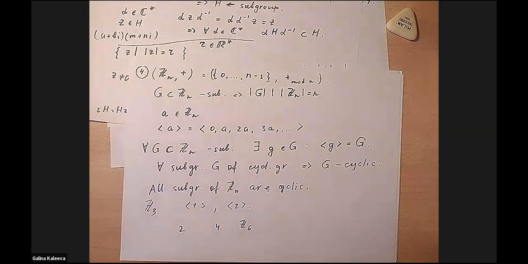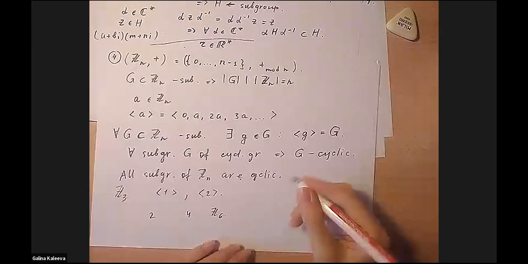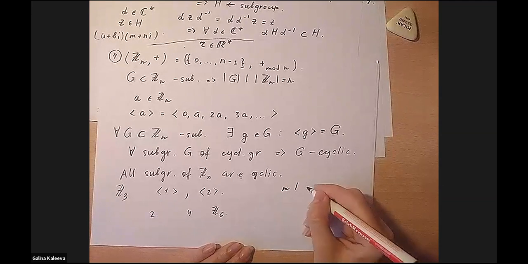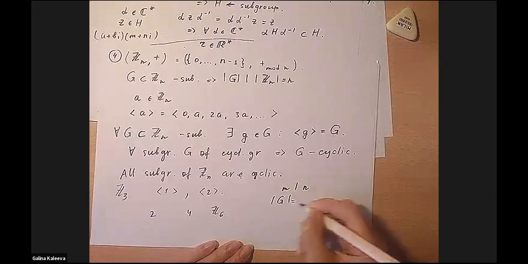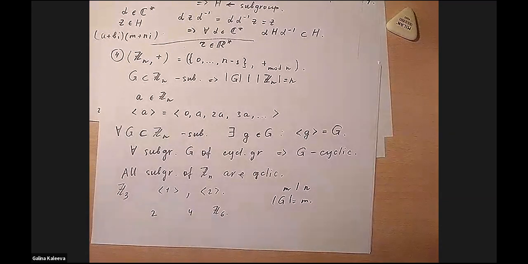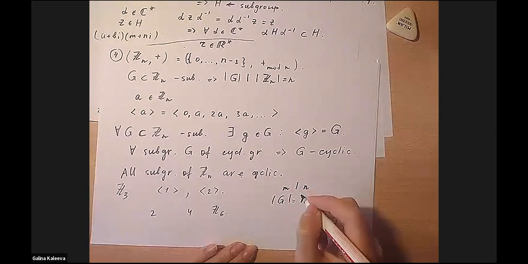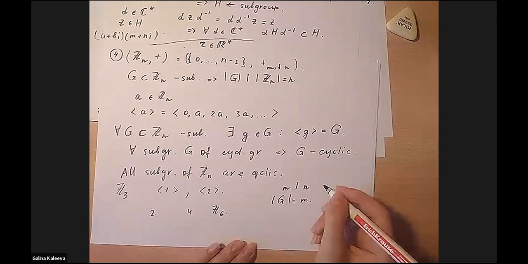All of our subgroups: what do we know about them? Our subgroups have orders which are divisors of n, and they are generated by one element of our group, because all the subgroups are cyclic. So you have to take different elements and generate subgroups by these elements. And for every m which is a divisor of n, we can find a subgroup.